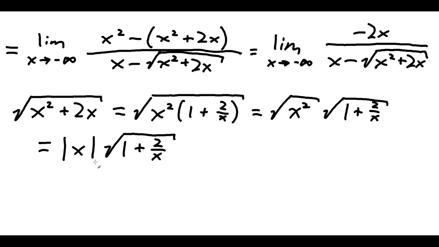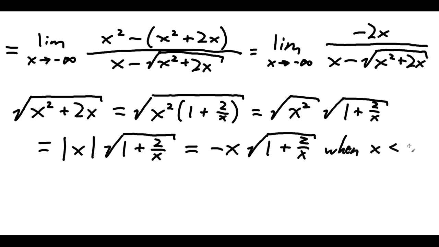And fortunately, when we're taking that limit, we know what we can reasonably assume about x. We only care about this expression in the context of this limit, which is as x approaches negative infinity. That means x is a very large negative number. What this function does when x is positive is completely irrelevant to our concerns here. We want to know what is happening when x is negative. So we can just assume that x is negative. And if x is negative, then its absolute value is its opposite. So that is negative x times the square root of 1 plus 2 over x when x is negative.